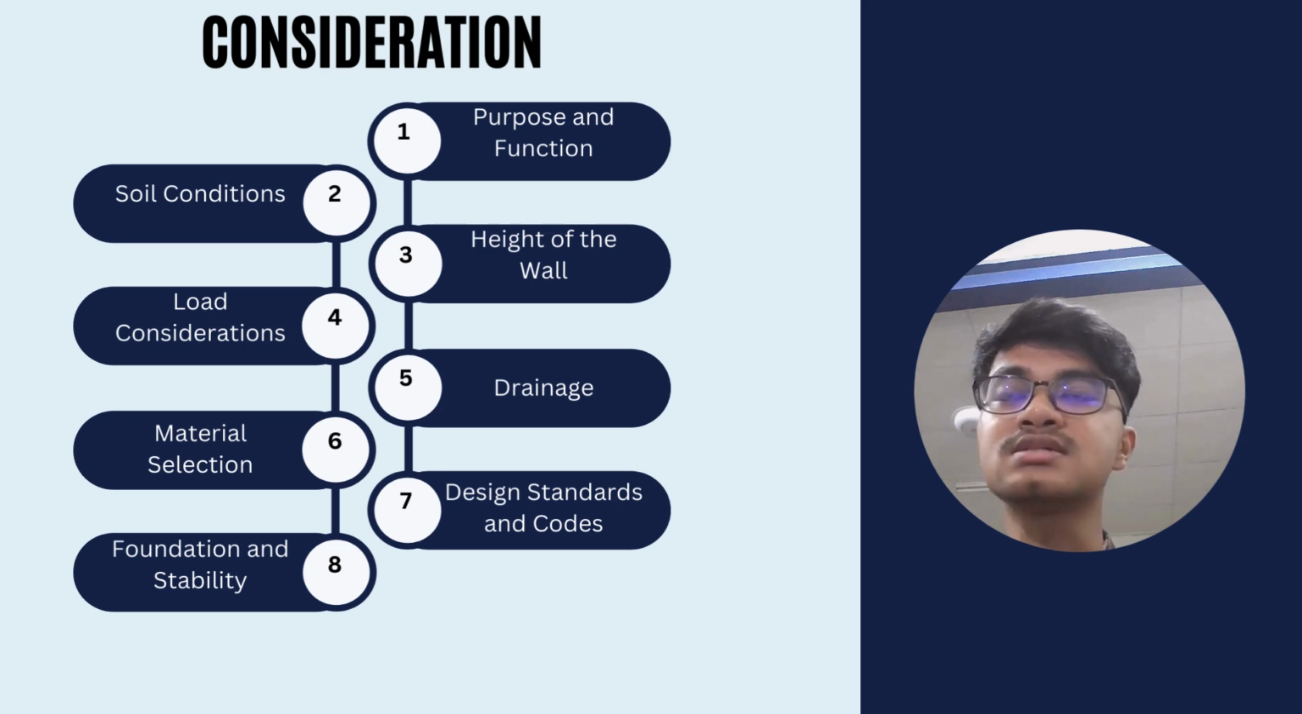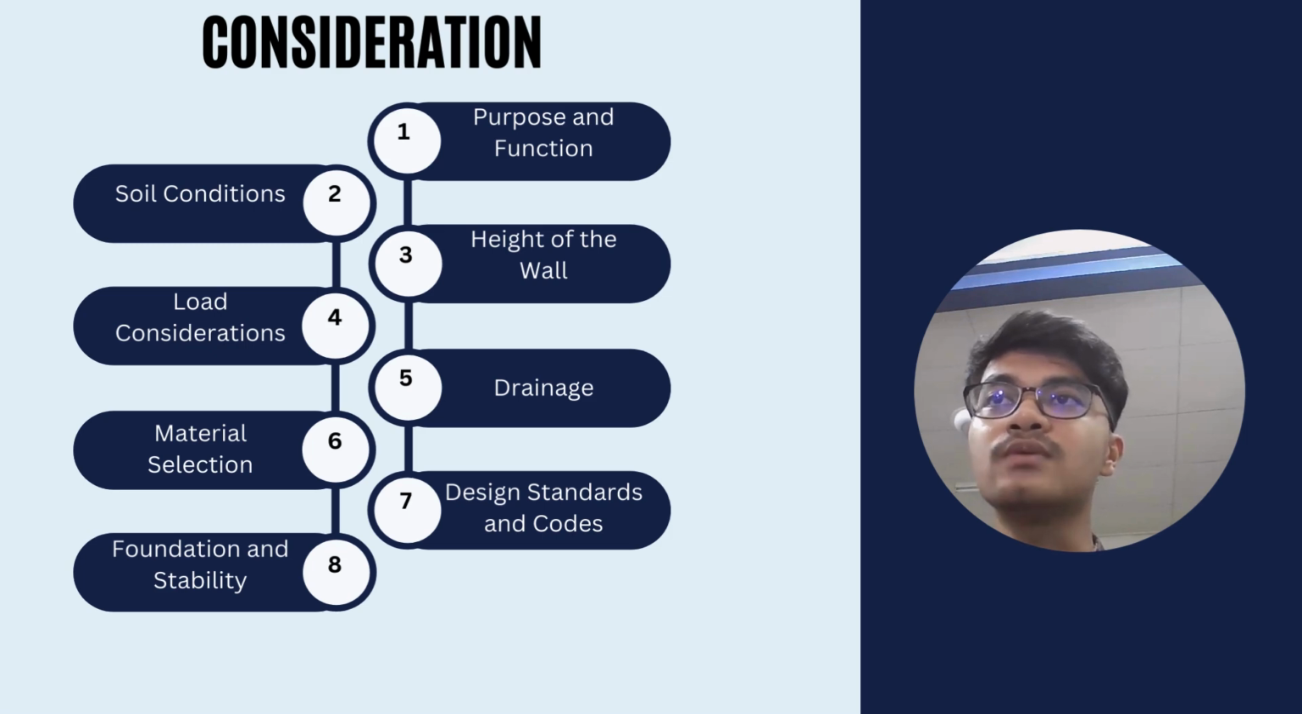Before the construction of a retaining wall, we need to consider several factors. The first is purpose and function. We need to define the primary purpose of the retaining wall, because the purpose will influence the design, height, and materials. Second, we need to consider the soil condition. We need to conduct a geotechnical analysis to understand soil type, cohesion, and moisture content, because different soils have varying stability and slope bearing capacities.